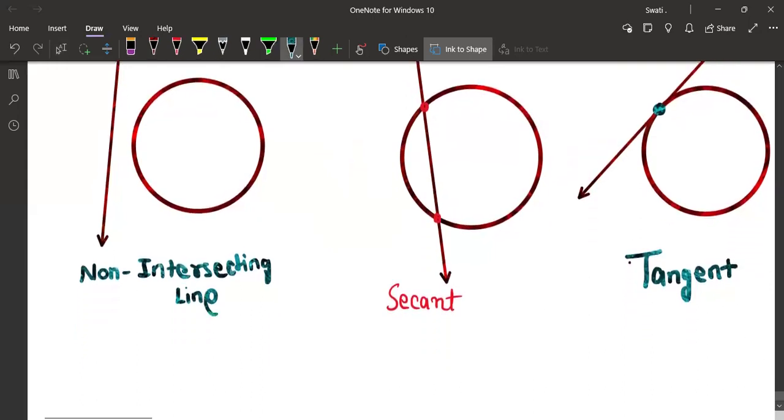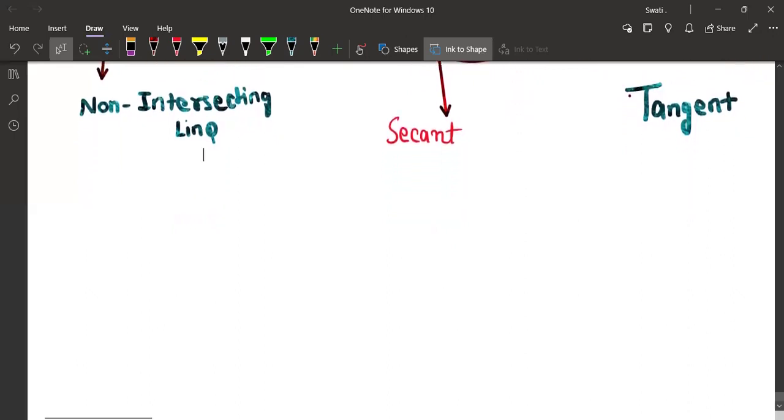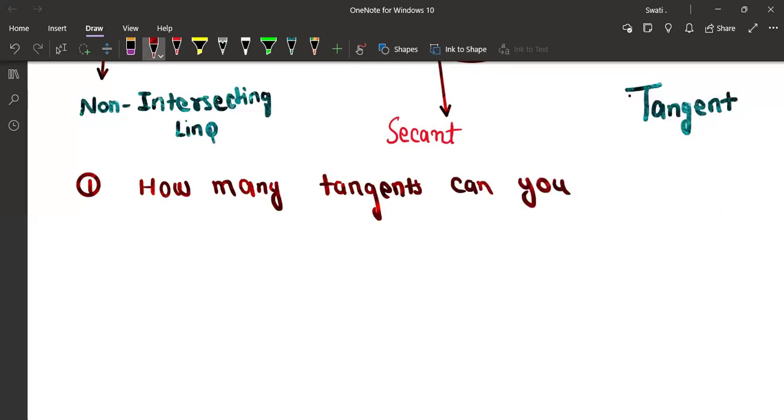And what is a secant? A secant is a line which touches the circle at 2 points. And what is a tangent? A tangent is a line that touches the circle at only 1 point. So my first question is here for you. How many tangents can you draw from a single point? I'll explain.